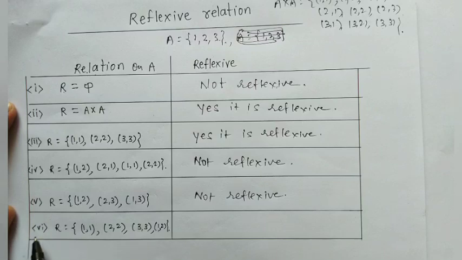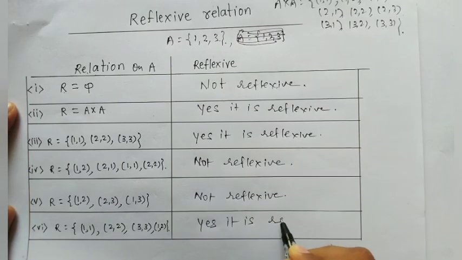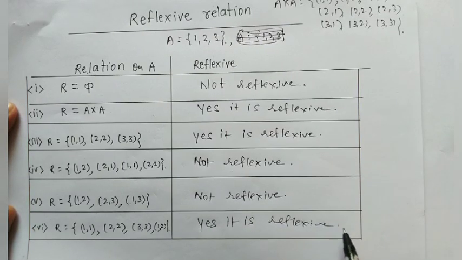Fine? See sixth one. R equals to 1 1, 2 2, 3 3, 1 2. Is it a reflexive relation? Oh, of course yes, because we are having 1 1, 2 2, 3 3 here, and apart from this we are having some extra element. It is permissible in reflexive relation. Extra entry is allowed in the definition of reflexive relation. So it is reflexive. Yes, it is reflexive. Idea is clear? Fine.